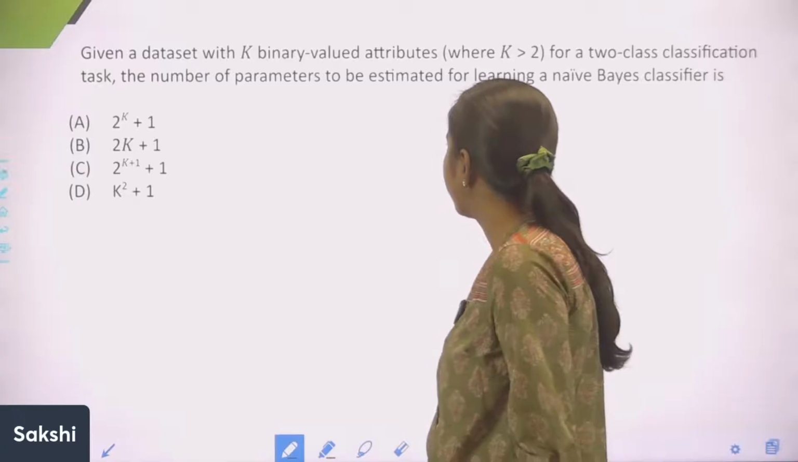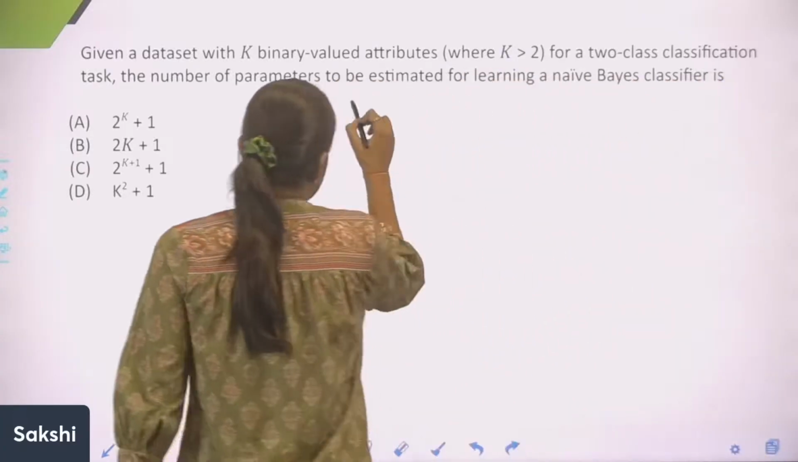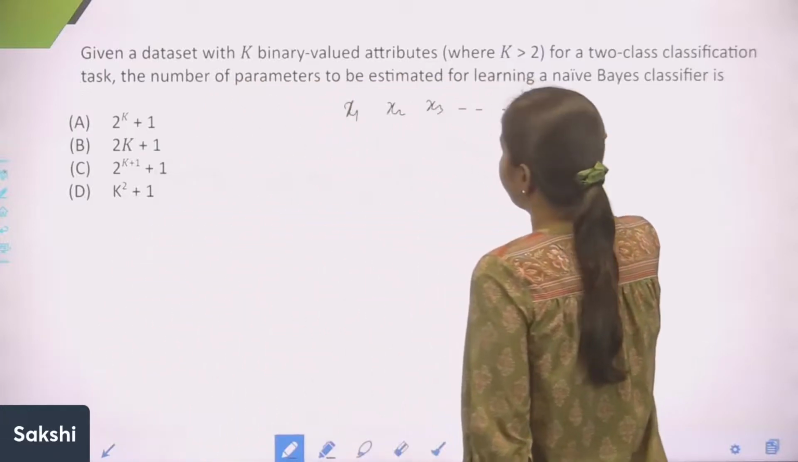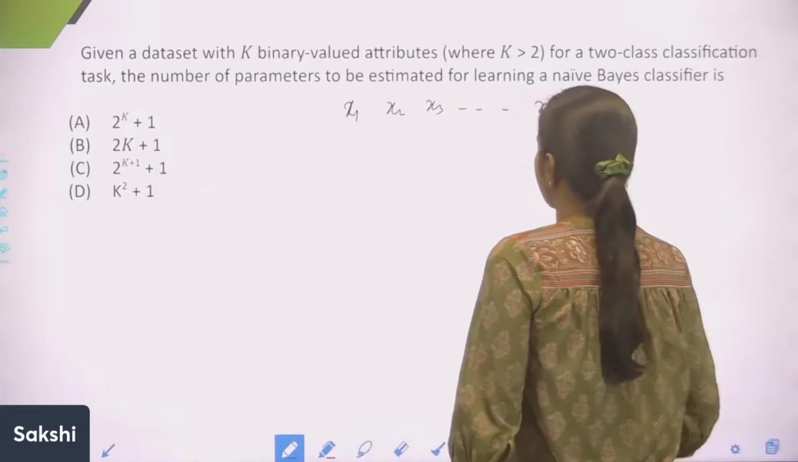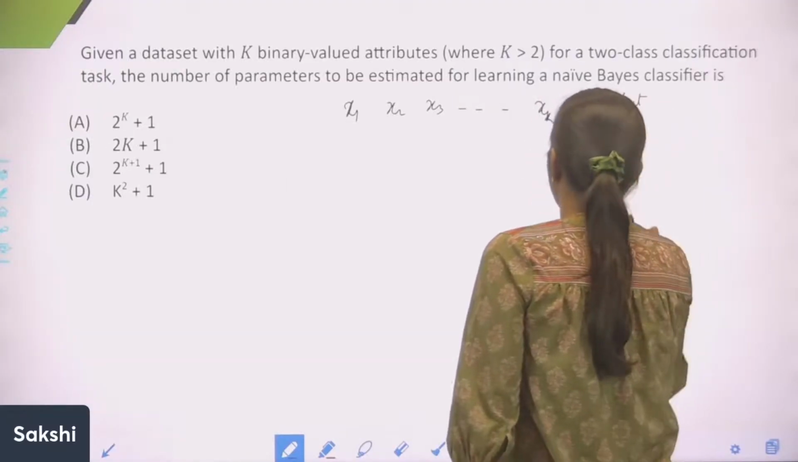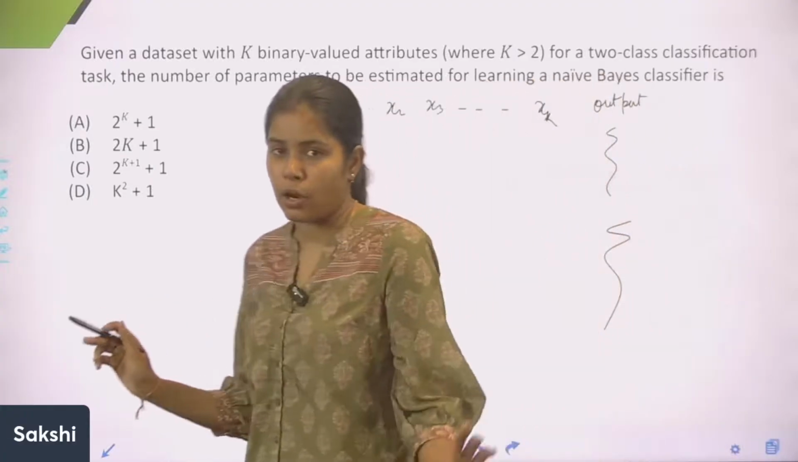Tell me guys, what would be the answer here? Let's suppose we have some features x1, x2, x3, and let's say I have k binary valued attributes. And I have one output value and it has two classes, one class and another class. So first of all, I have to find out the probabilities of both the classes.